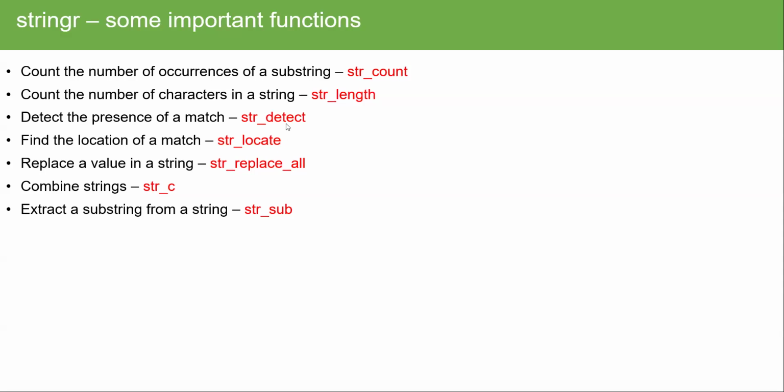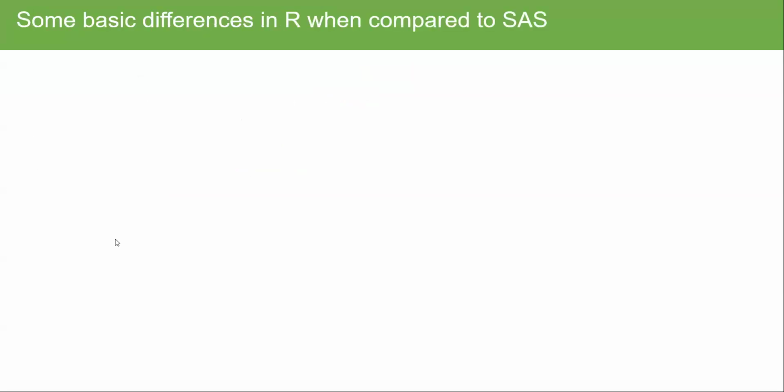And we have a function called str_detect to detect if there is a substring present in a full character variable or another string. And if we want to know the exact position of where the match is, we have a function called str_locate. And if we want to replace a character string with another character string, we have a function called str_replace_all, which is part of the stringr package again. So we have a function called str_c to combine information from one or more different character variables. And we have a function called str_sub to extract a substring from a string.